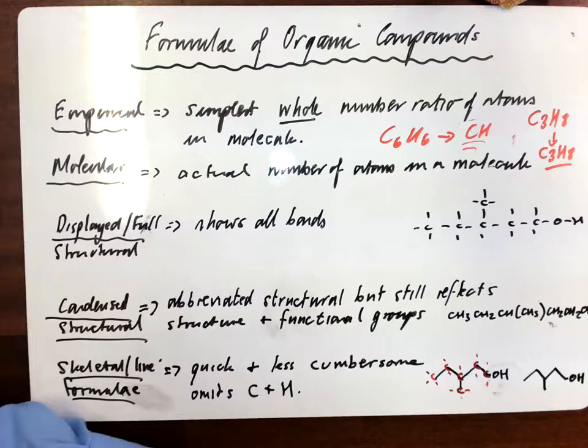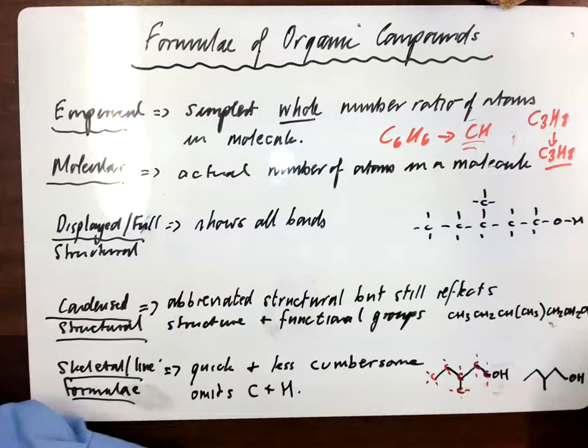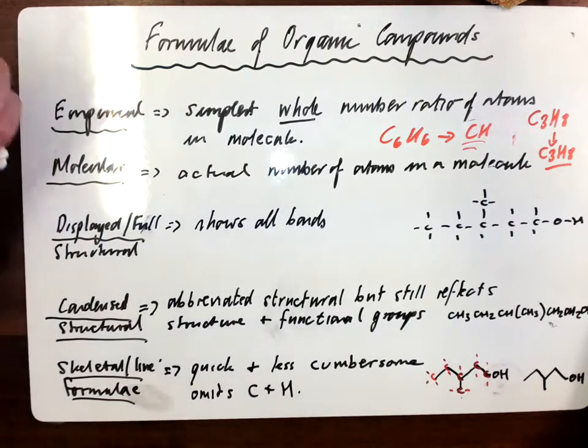Okay, the molecular formula of something is the actual number of atoms in the molecule. So for example, this would be the molecular formula of benzene. There are 6 carbons and 6 hydrogens in it, and likewise the same for propane there. The molecular formula would be C3H8. There are 3 carbons, 8 hydrogens in a mole of that, or a molecule.